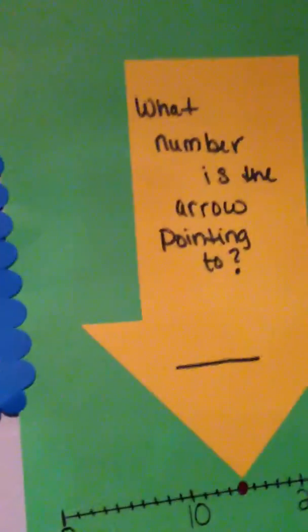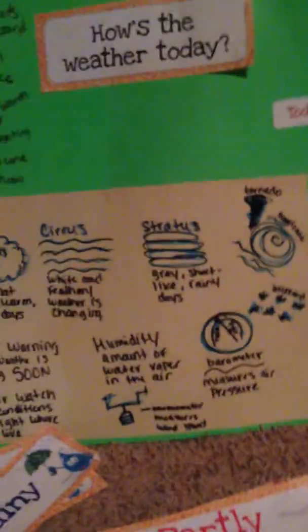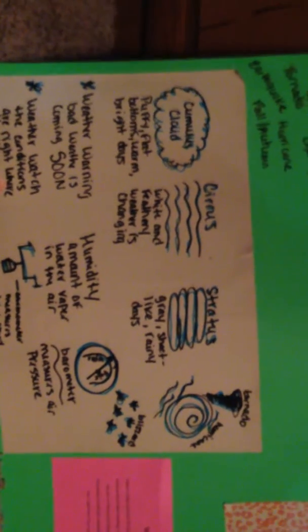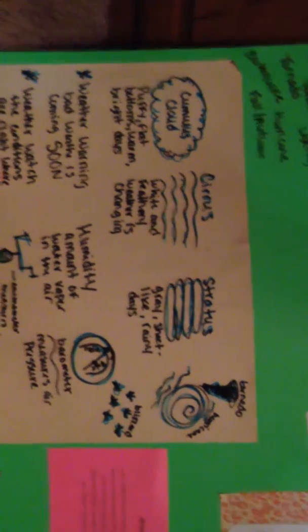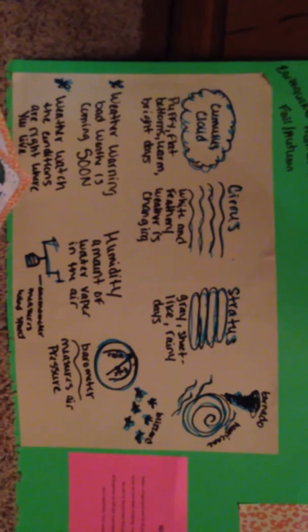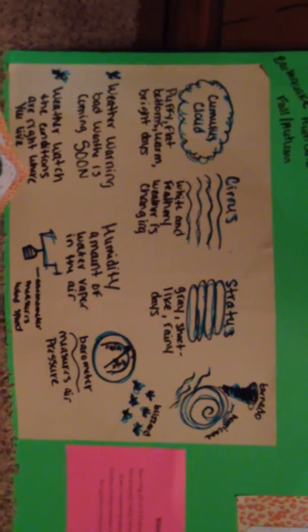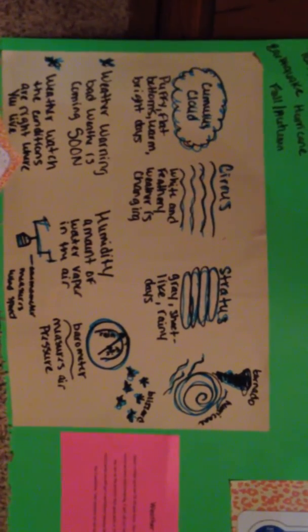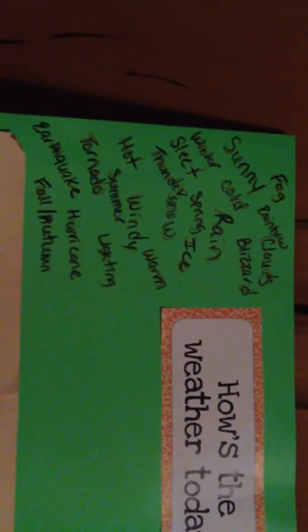Next, they're going to learn how to identify what type of cloud is in the sky. And they're going to learn how to identify if there's going to be a tornado or a hurricane depending on where they live. They're going to learn the difference between weather warning and weather watch. They're going to learn how to measure humidity and measure the pressure outside. We're going to go over a list of vocabulary words each day.